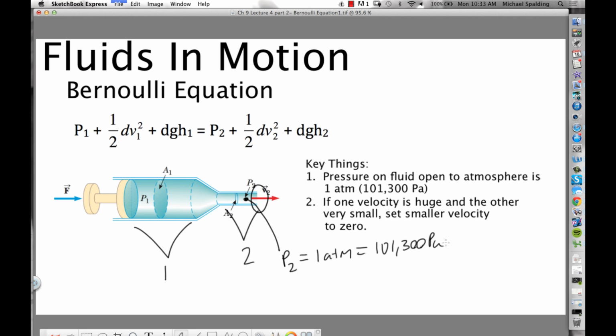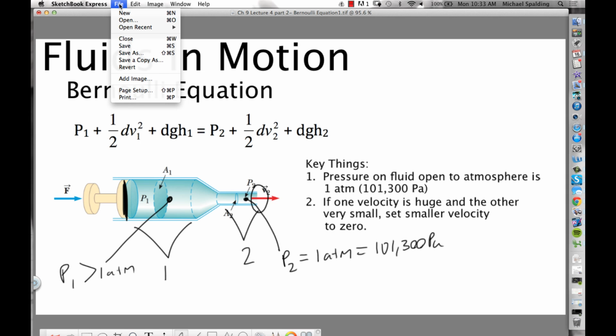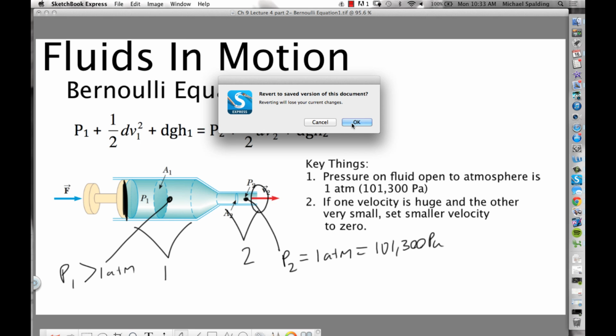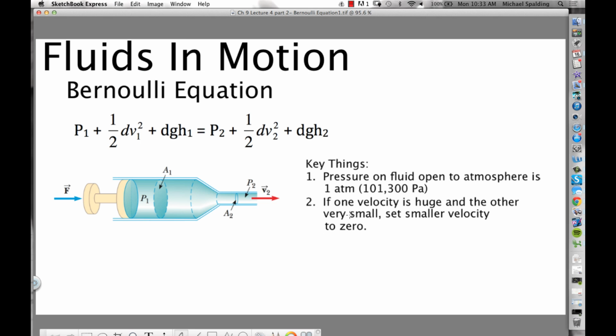Make sense? Now what would be the pressure in region 1? It's going to be something greater. So if somebody comes along and exerts a force on the plunger right here, that's going to shove the fluid through. The pressure in region 1 is going to be greater than 1 atmosphere. Does that make sense? It's not open to the atmosphere. Got it? Okay, so that's number 1. Fluids open to the atmosphere, the pressure on that fluid is equal to 1 atmosphere, 101,300 pascals.